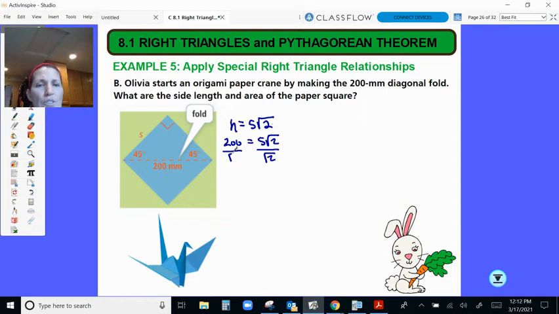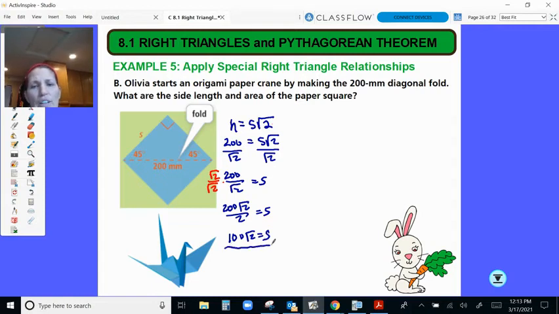So divide by square root of 2 on both sides here. And we get 200 divided by square root of 2 equals my side length. Remembering that I need to rationalize this denominator, square root of 2 over square root of 2, that's going to give me 200 square root of 2 over 2. And this time I can simplify. 2 will go into 200, and that will be 100 square root of 2 for my side length. Okay, so each side is 100 square root of 2.